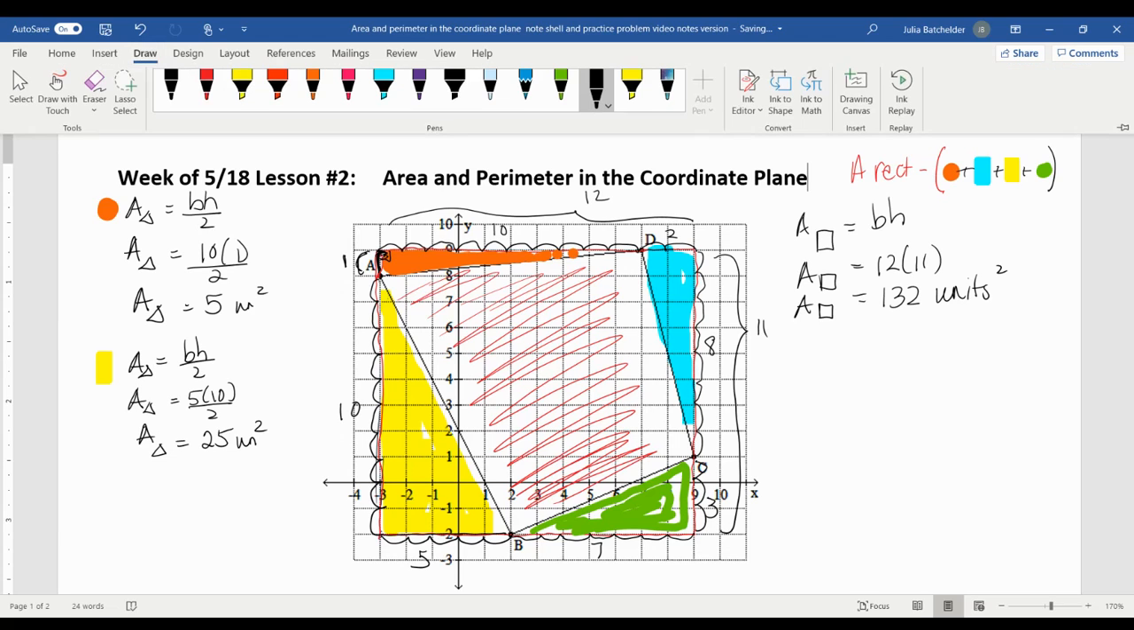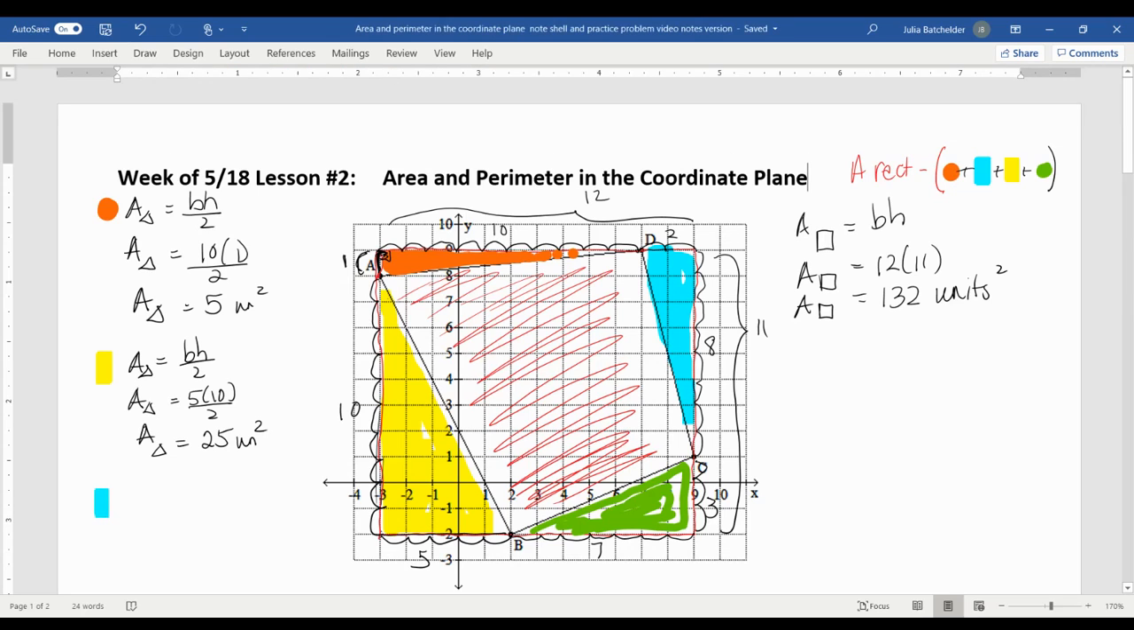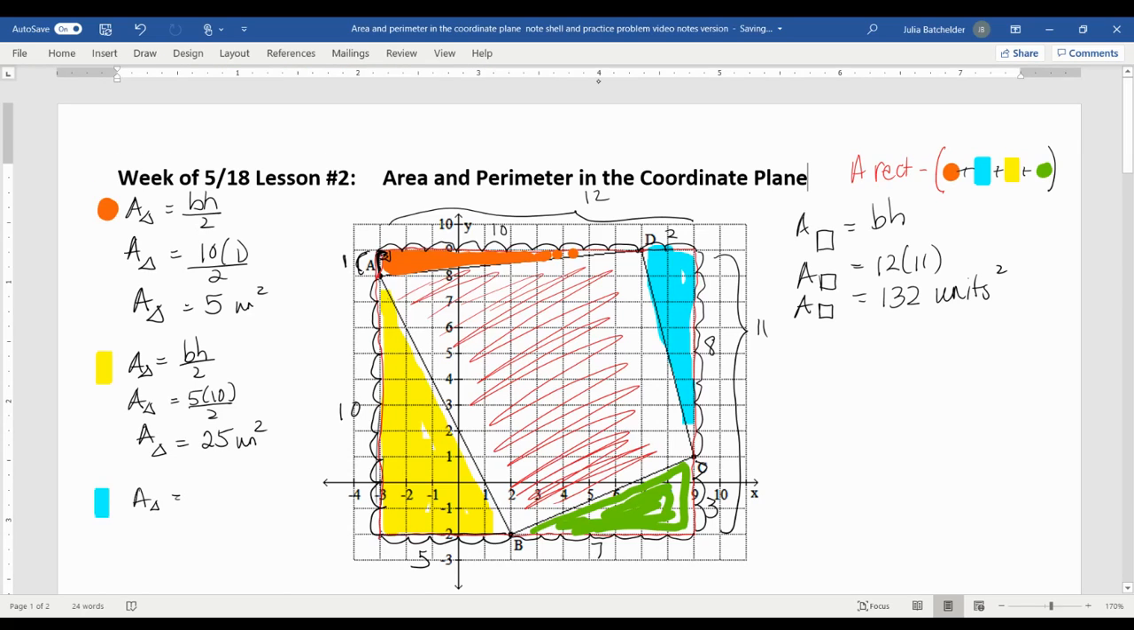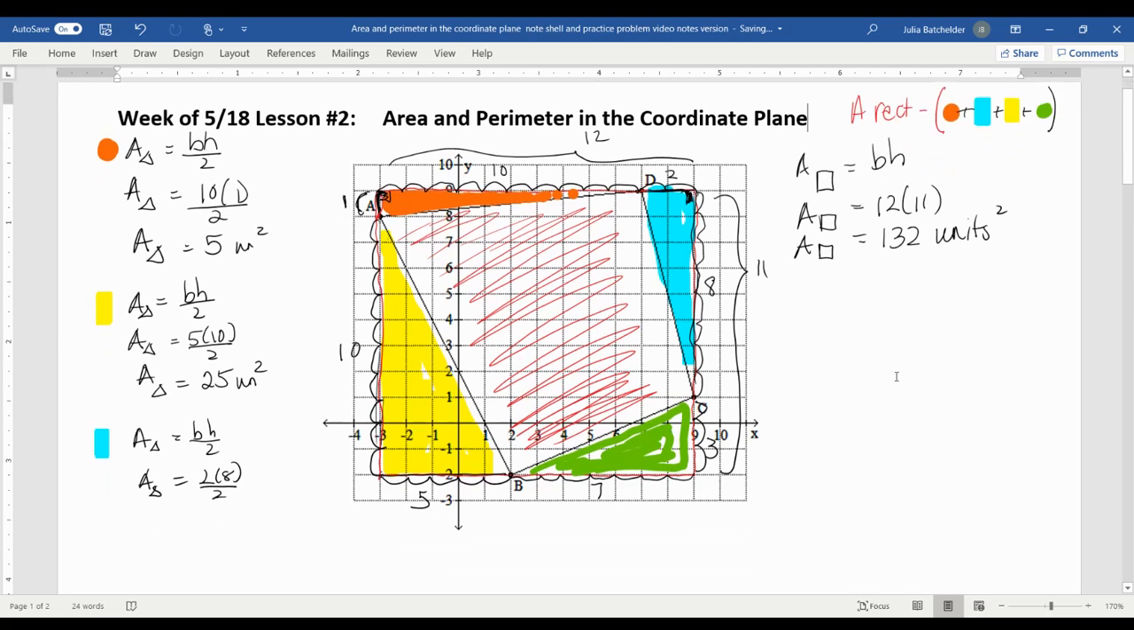Let's go ahead and do the blue one over here too. So the area of the triangle, base times height divided by 2. Base and height have to be perpendicular. They are because we boxed in a nice rectangle around. So if we do our base as 2 and our height as 8, 2 times 8, then we're going to cut it in half. And we get that triangle. 2 times 8 is 16. Half of that is 8 units squared.